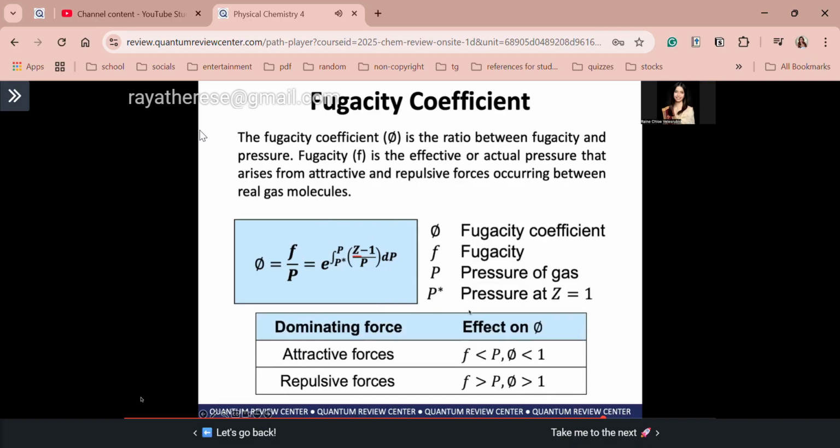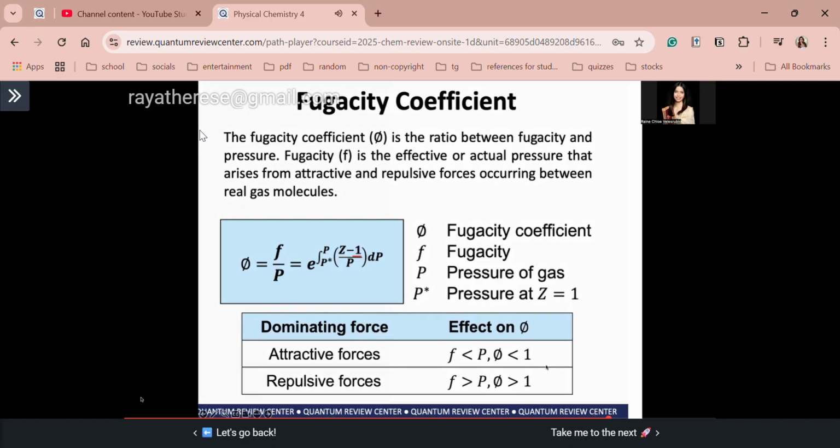So this table shows the relationship between F and P. If the dominating force between gas molecules is attractive, the effective or actual pressure is less than P, because the attractive forces allow the interaction of the molecules. With that, if we calculate the fugacity coefficient, it will be less than 1. And for repulsive forces between gas molecules, the effective or actual pressure will be greater than the pressure of the real gas. Right?